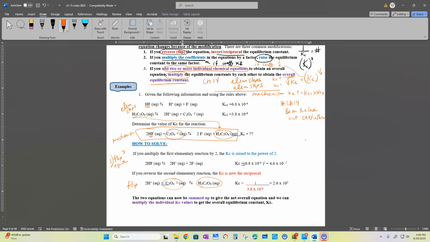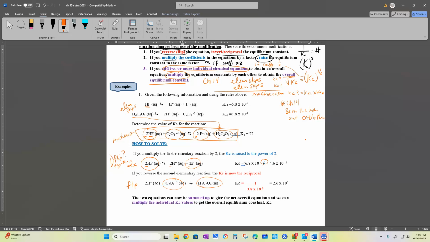But the second equation has these coefficients. That means I have to multiply by 2, and when I multiply by 2, everybody gets that 2. If they already had a coefficient, you still have to multiply by 2. Because I multiply by 2, I have to raise the K to that power. So 6.8 to the negative 4 squared, and then I get 4.6 to the negative 10. Now I have my 2 HF where I want them, and I have my 2 F minus.